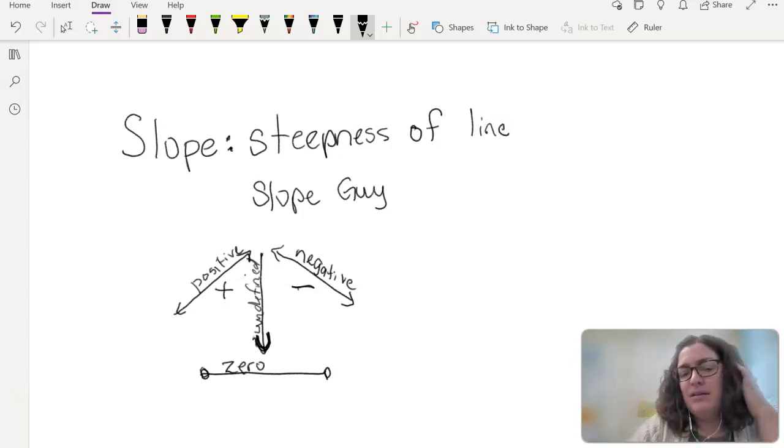So if you look at that, you might have to use your imagination just a little bit, but it looks a little bit like a face with our eyes, our nose, and our mouth. And we'll just call that guy the slope dude to help us remember the 4 types of slope: positive slope, negative slope, 0 slope, and undefined slope.